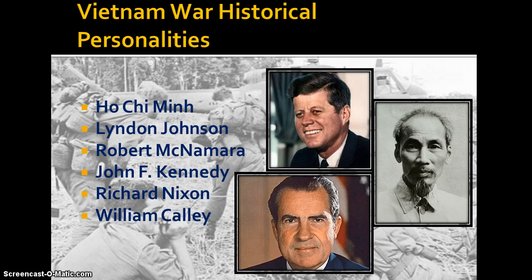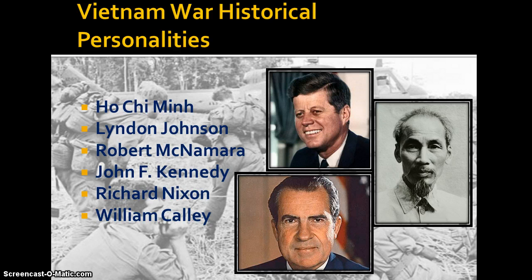John F. Kennedy was the 35th U.S. president whose decision to send U.S. military advisors into Vietnam in 1962 marked the first official U.S. involvement in the country. Richard Nixon was the 37th U.S. president who orchestrated the U.S. withdrawal from Vietnam in the early 1970s.